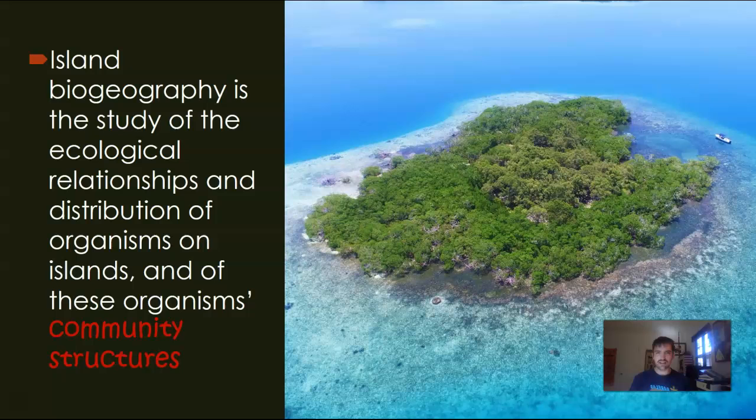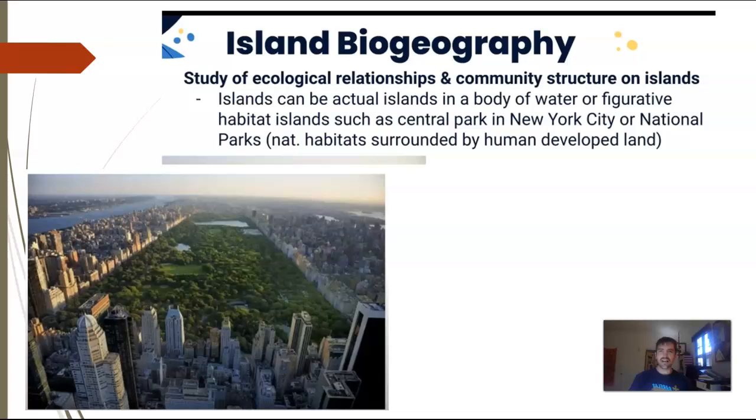And island biogeography is where islands can also be actual islands in a body of water, or they can be figurative habitat islands, such as Central Park in New York City or national parks surrounded by human developed land. So there could be an island of nature within an urban environment that would still be considered an island. The same things would affect it because it's isolated, right? The wildlife can exist in these areas.